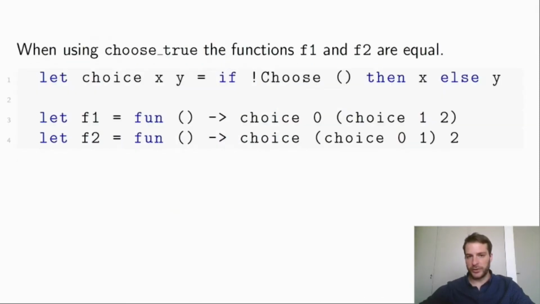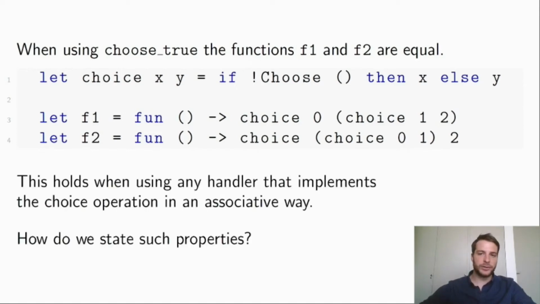And for a slightly more interesting example, if we build a function choice that returns one of its two arguments, where the selection is again done by choose, we can again use the handler that always returns true, and in that case, choice always chooses the left argument, so the functions f1 and f2 are equal, since, well, they both always return 0. They're also equivalent in a broader sense. Every handler that results in an associative implementation of choice results in f1 being equivalent to f2.